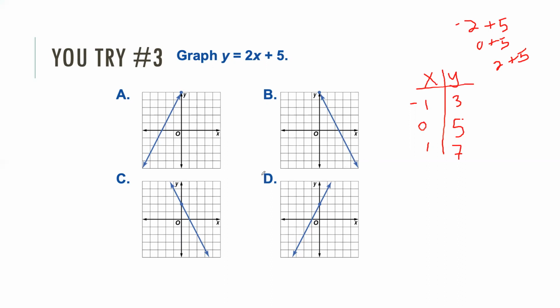So I'm going to cross out D and C because it looks like they cross at 2. So this is at 2. So we're going to cross those out. -1 is at 3, which is here. So -1, 3 would be about here. So I can see that it's not going to be B, so my answer is A.